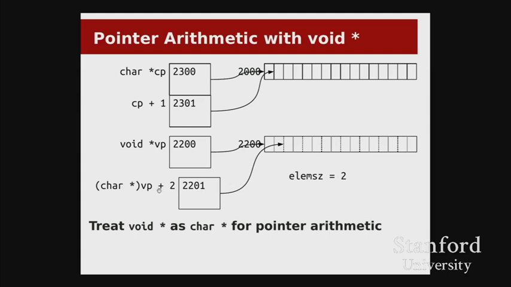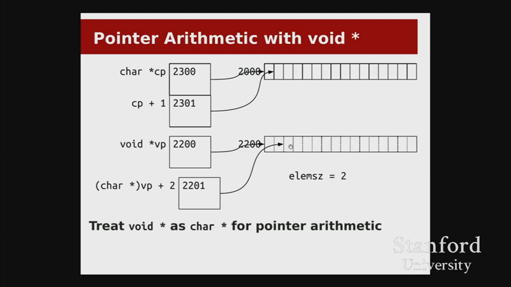Okay. Then if I take VP and I add 2, then I skip 2 characters forward, which means I am now pointing here. That number should be 2202. So by treating the void star as a char star, for the purposes of doing pointer arithmetic, I was able to move along these gray-lined sections, and I can get to the next element.